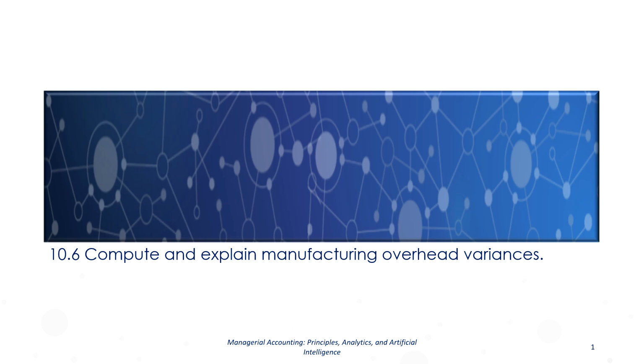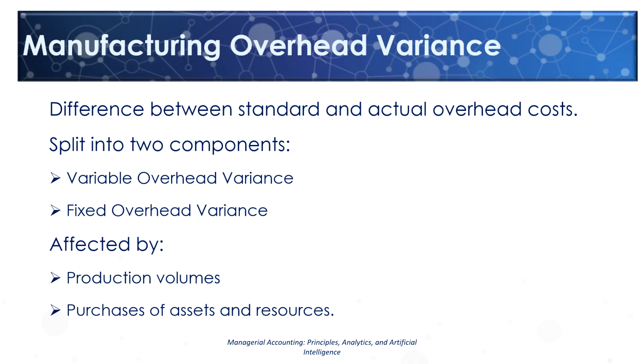Now we move into Learning Objective 10.6, where we explore the manufacturing overhead variances. The manufacturing overhead variance is the difference between actual overhead costs and standard overhead costs. Overhead is split into the variable overhead variance and the fixed overhead variance. The overhead variances are affected by production volume and resource usage.